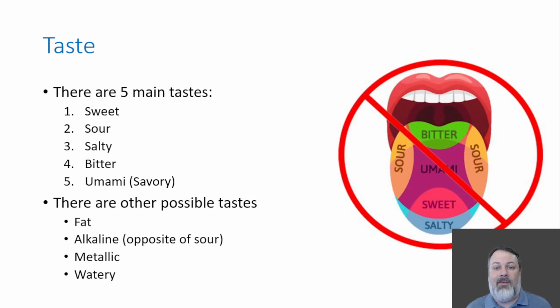Now, there are some slight differences in the sensitivity of one area of the tongue, especially toward the back, toward things that are bitter. But it doesn't mean that the front part of your tongue can't taste bitter or the back part of your tongue can't taste sweet.